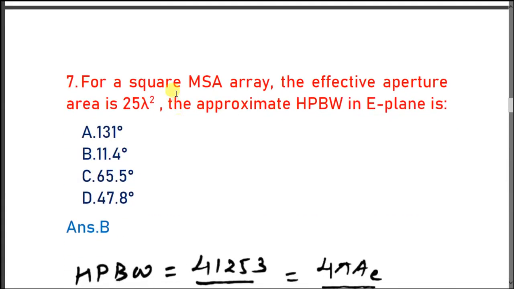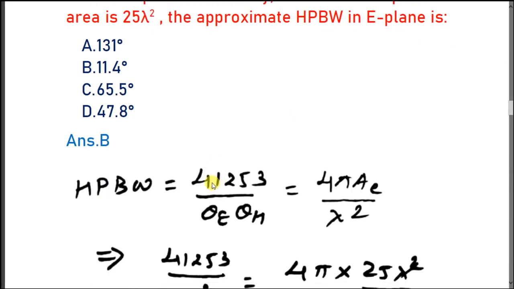Next, for a square MSA, the effective aperture is 25 lambda square. The approximate half power beam width in the E plane is dash. So you know the directivity equation. It is equal to 41253 divided by theta E theta H. Okay, this is the equation of directivity, and another equation of directivity in terms of effective area is 4 pi AE by lambda square. So both are the same.